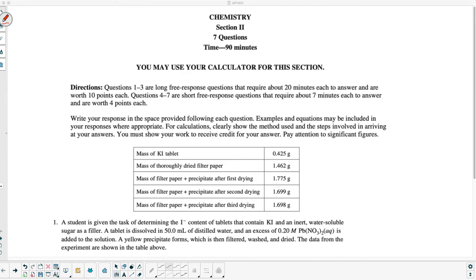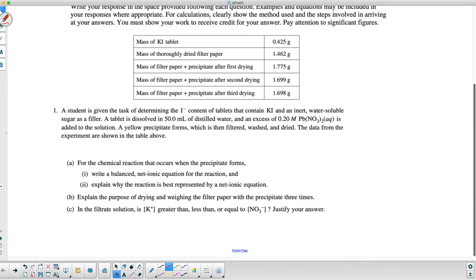So the second portion of the test is 90 minutes long, and you have to answer 7 complete questions in that time, as opposed to 90 minutes for the multiple choice questions. There are 60 multiple choice questions. You get about 1.5 minutes for each question. All right, I just wanted to give you some basic idea as to what the AP Chem exam looks like. So let's take a look at this problem now.